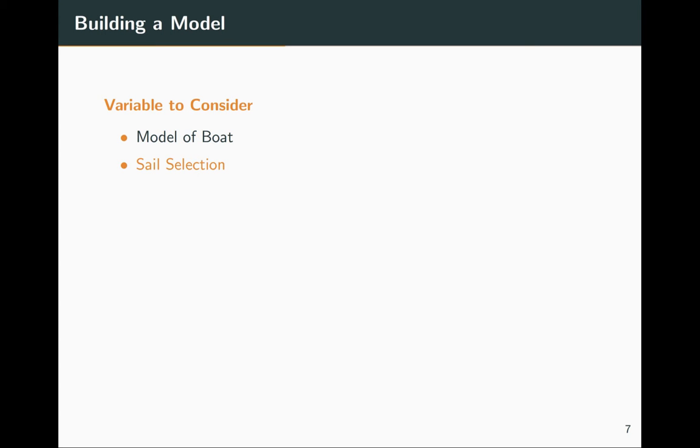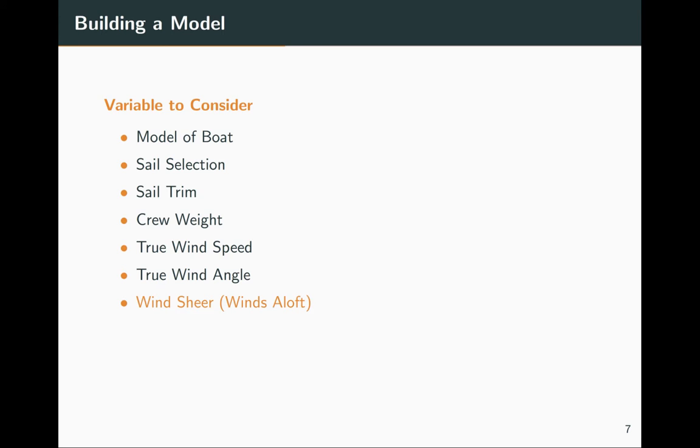Sail selection, what kind of sails you're using. Sail trim, which is how you're adjusting the sails. Crew weight, and obviously not just crew weight. If you have a lot of other weight on board, that's going to make a difference. True wind speed, as I already discussed, is just the magnitude of the speed of the wind, true wind angle, and wind shear. If you're not familiar with this term, wind shear is variance in wind direction and wind speed at various altitudes.